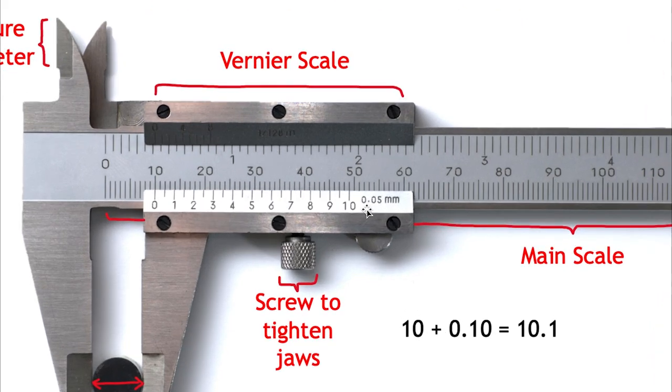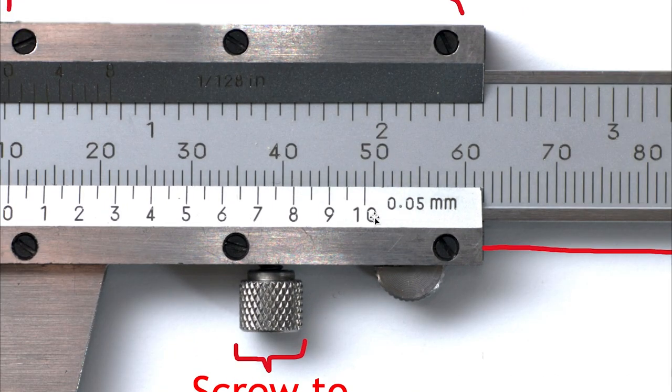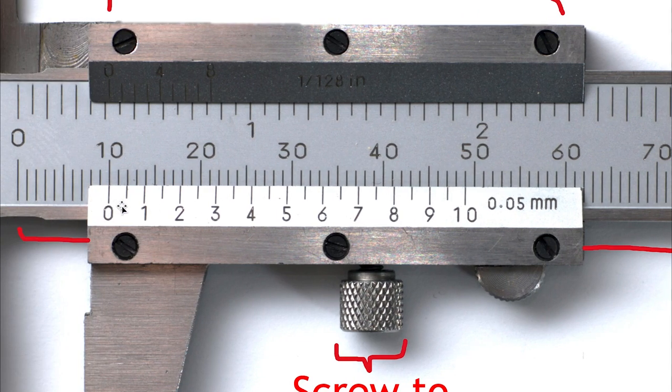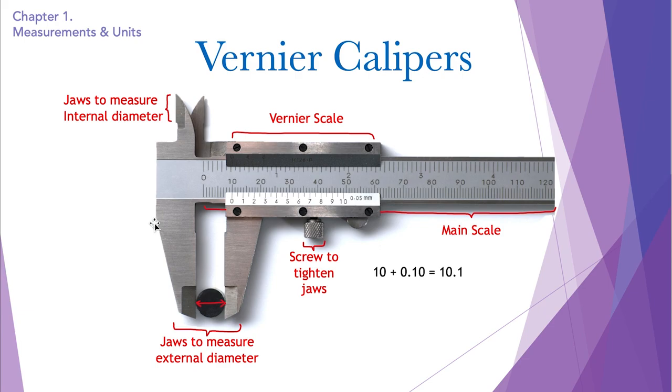So the vernier calipers can be calibrated in many different things. For example, this vernier calipers is calibrated in 0.05 millimeters. So the least count of this vernier calipers is 0.05 millimeters, which means that a single marking of this, which is this one, represents 0.05 millimeters. From 0 to 1 we have 0.10 millimeters. This is how we use our vernier calipers to measure an object's diameter or its length.